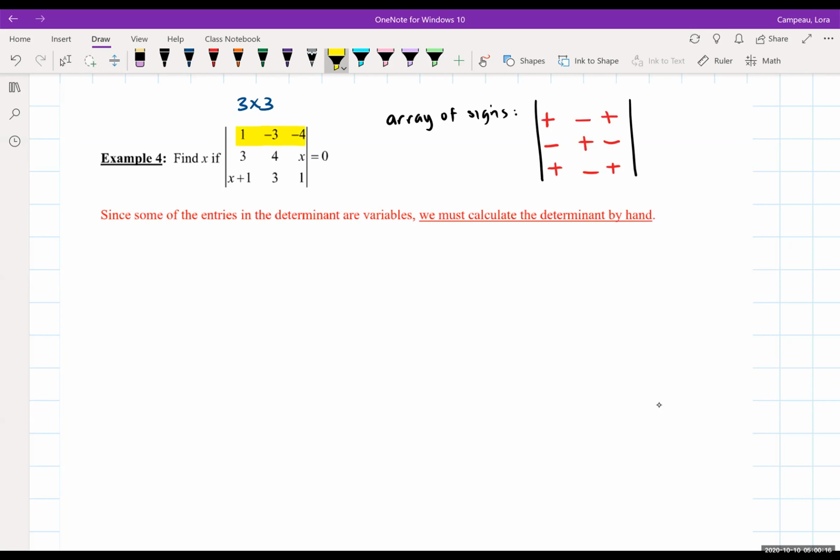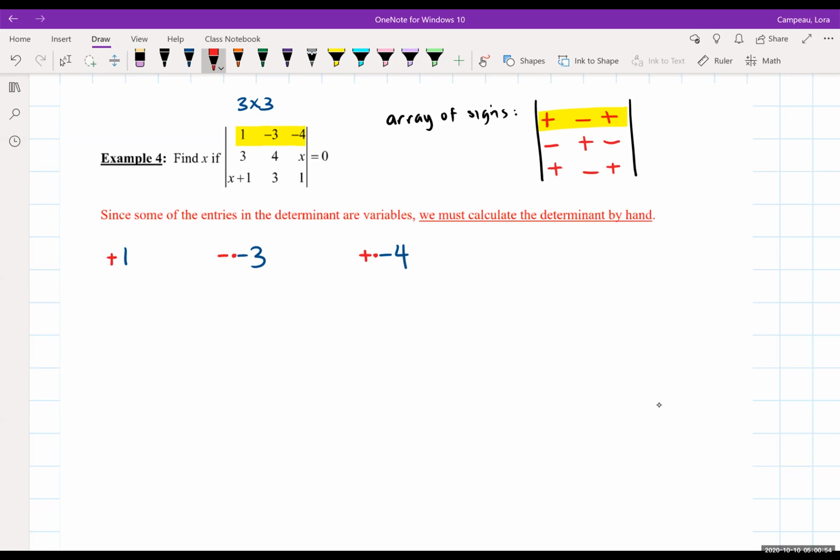And if I use the first row, we're going to write out the entries. So 1, -3, and -4. And alongside the entries, I'm going to pick the corresponding row in the array of signs, and I will be multiplying the signs by these entries. So we have plus, positive times positive. Here we'll have negative times negative, and positive times negative.